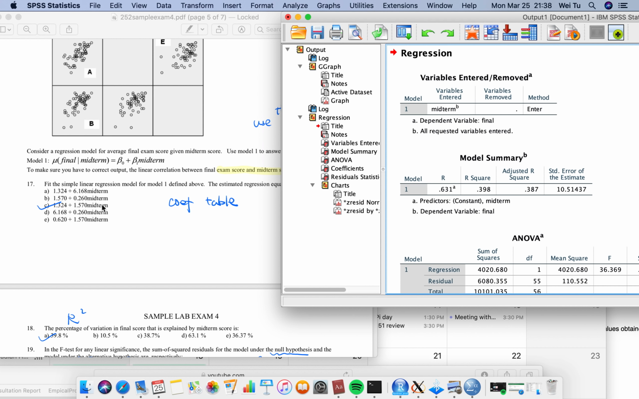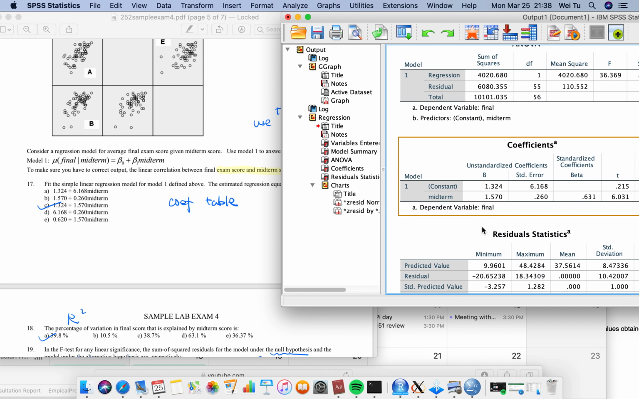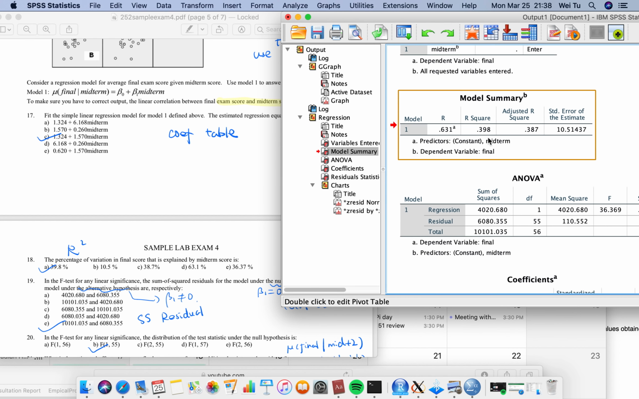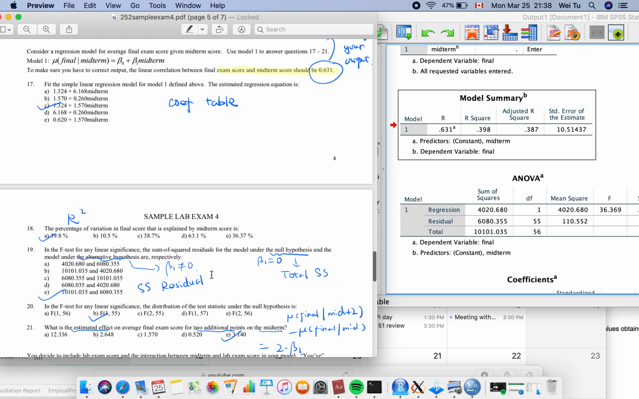So first, the estimated equation. So the coefficient table, so 1.324 plus 1.57 times midterm, that's C. So second one, percentage of variation, so that's R square, 0.398. 19 is testing for, it asks for the sum of square residual under the null hypothesis versus the alternative hypothesis.